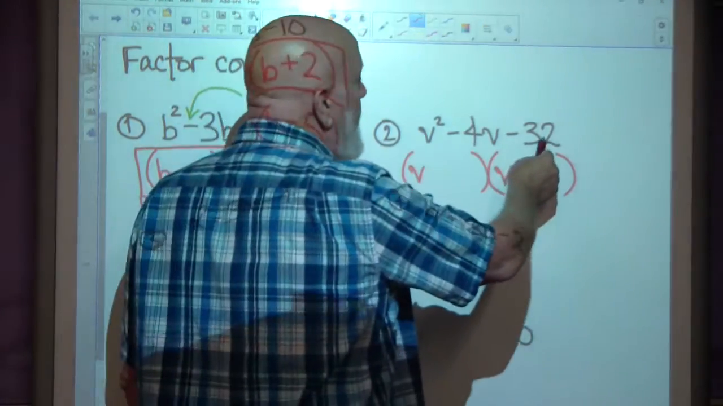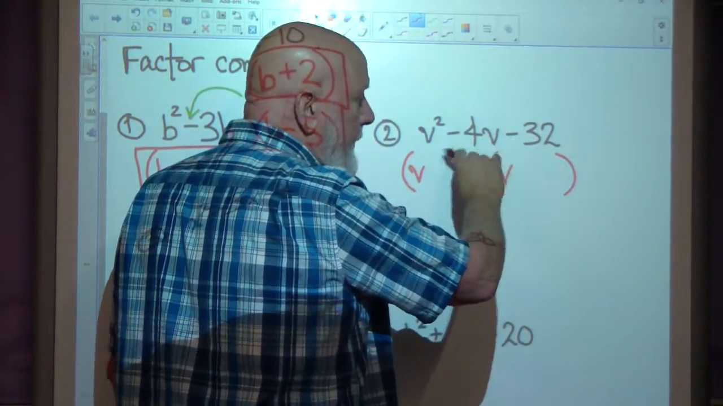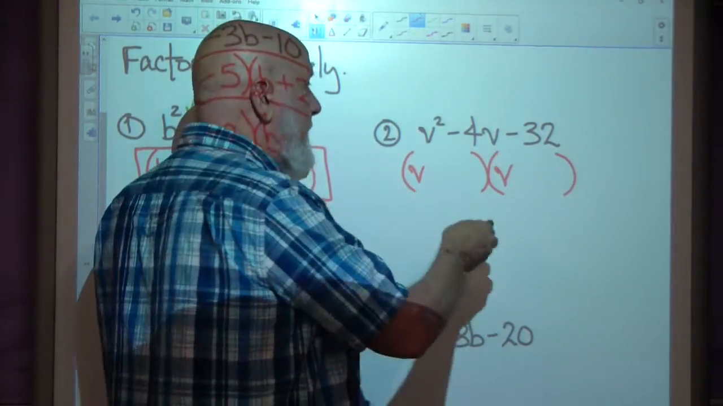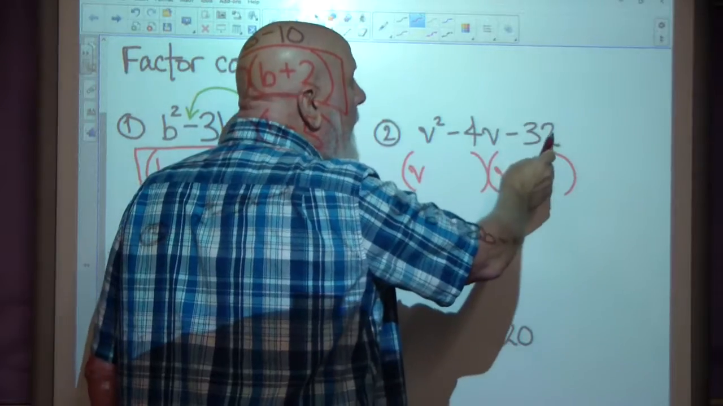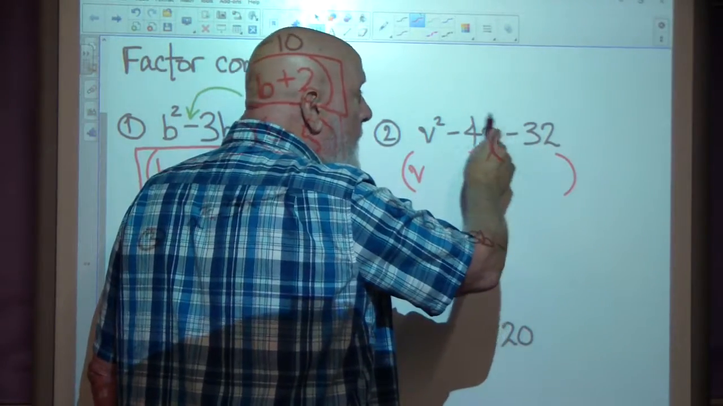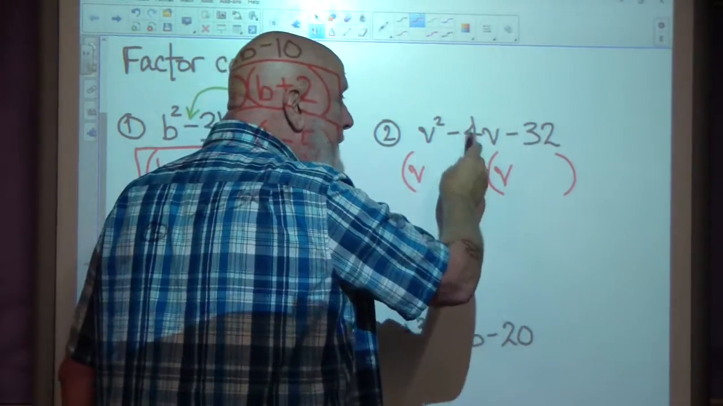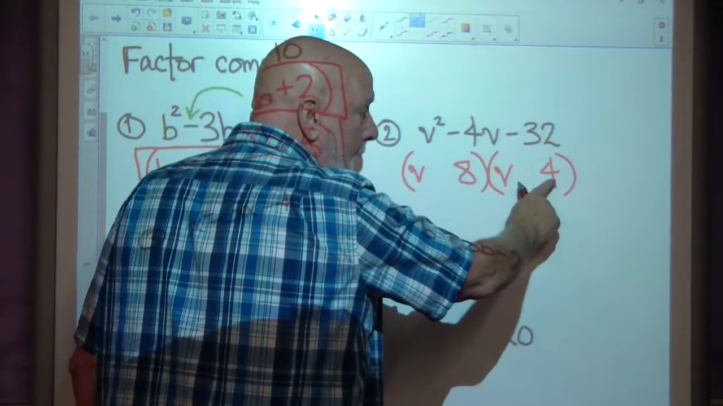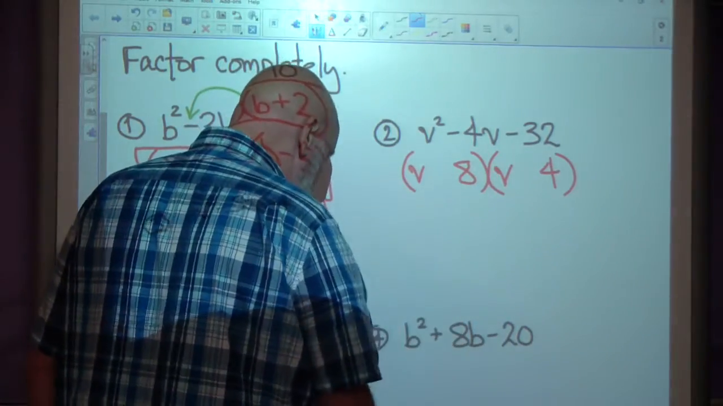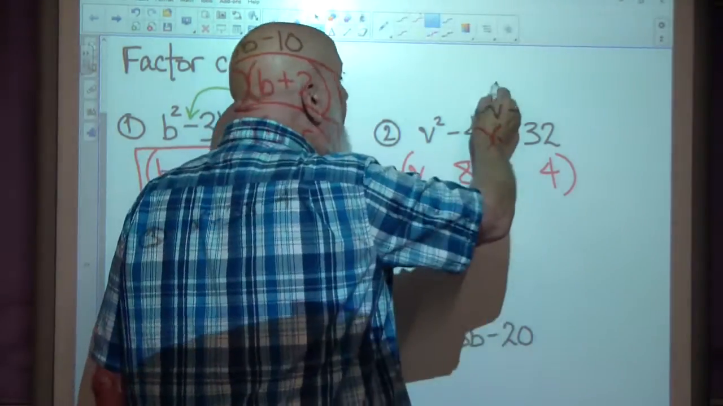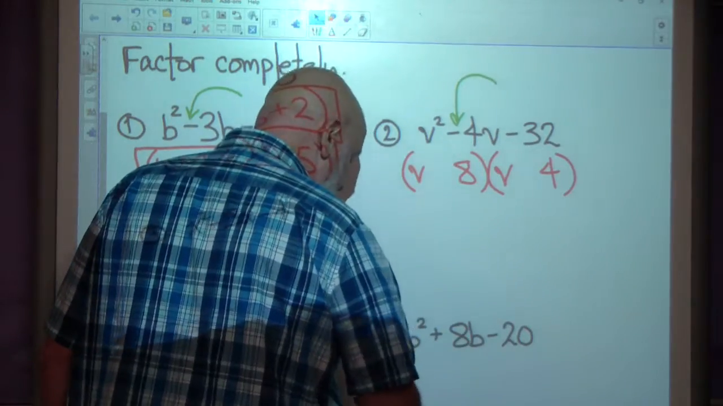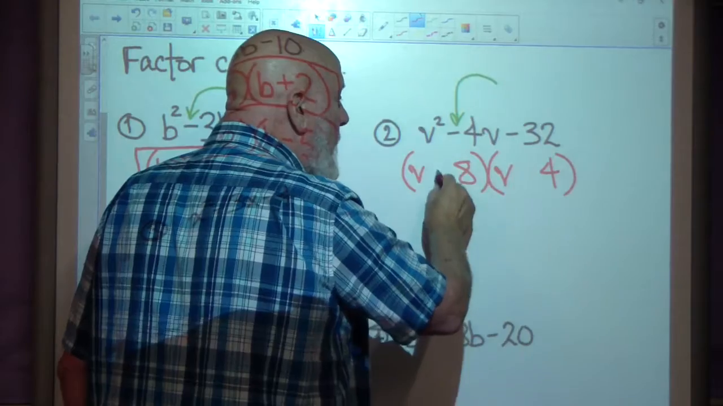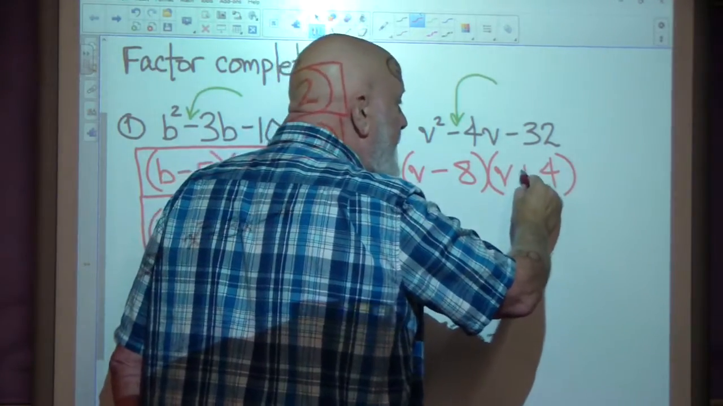So I know 32 times 1 won't work because I can't get a 4 if I add or subtract those. 2 times 16 won't work because 16 plus 2 is 18, 16 minus 2 is 14. 8 times 4 is 32, and I can add or subtract those and get 4. So I'm going to try that, 8 and 4. Doesn't matter where I put them. I can put the 8 here and the 4 here. What matters is that they have to add up to -4. And the only way I can add these two numbers together to give me -4 is if the 8 is negative and the 4 is positive.